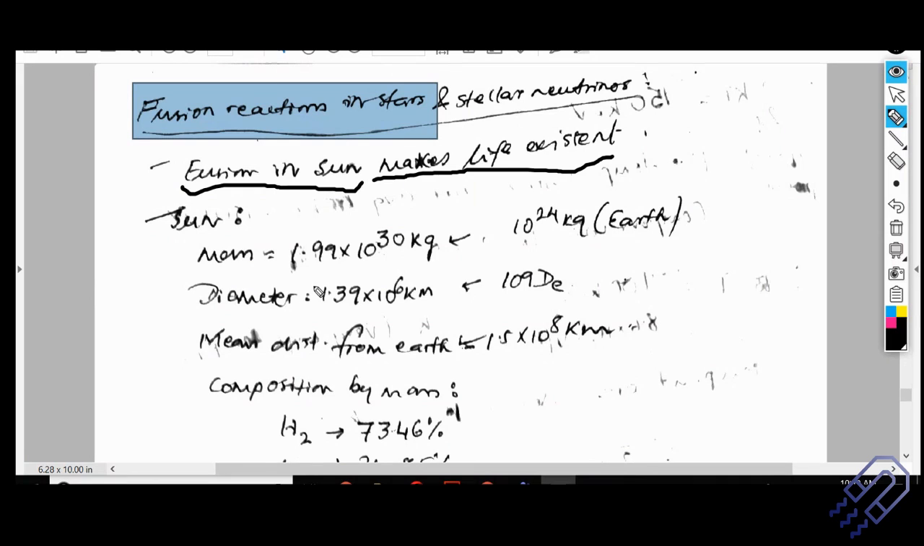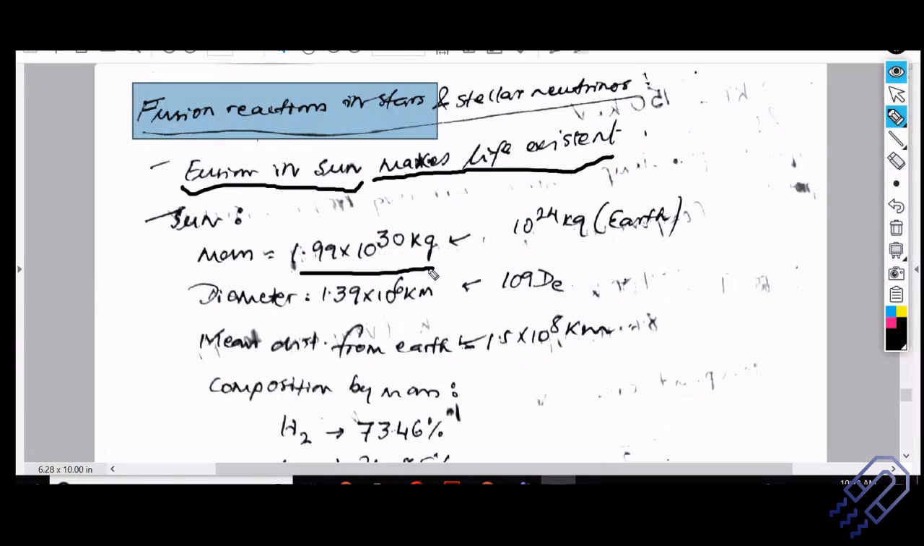So the mass of the sun is 1.99 into 10 to the power 30 kg. Of course, you don't go to the sun and measure it. There are indirect ways of doing it. You can always use the relation F is equal to G m1 m2 by r square. Those sort of relations can actually measure the mass.